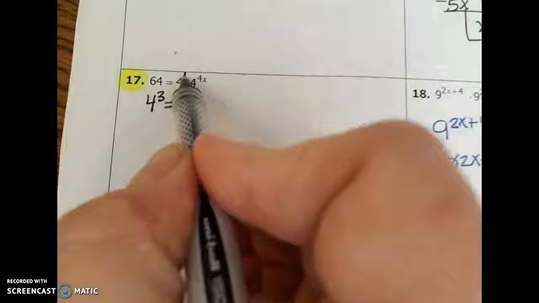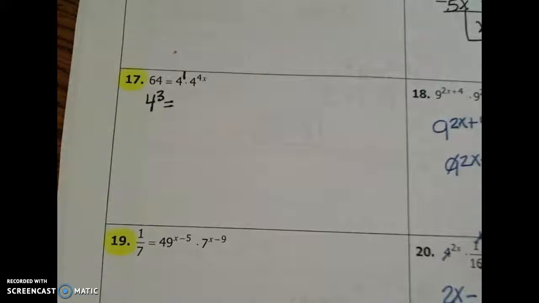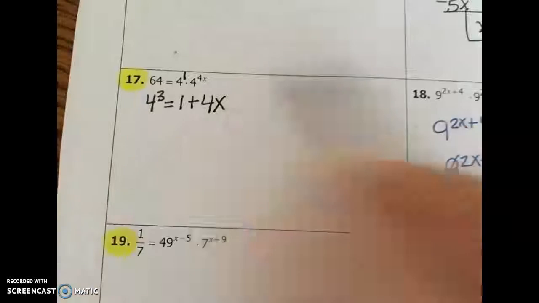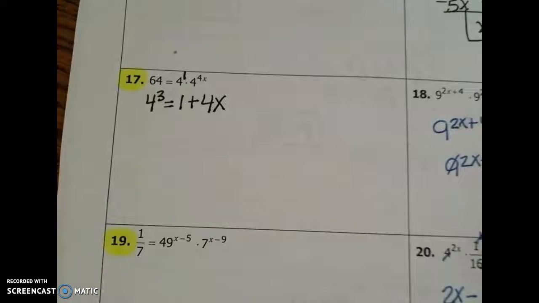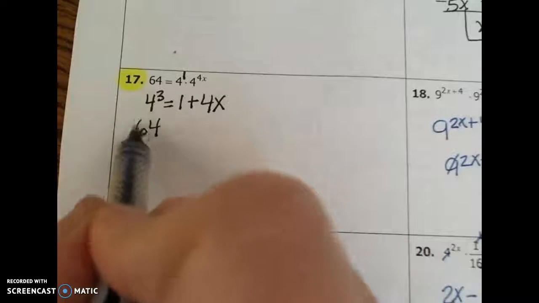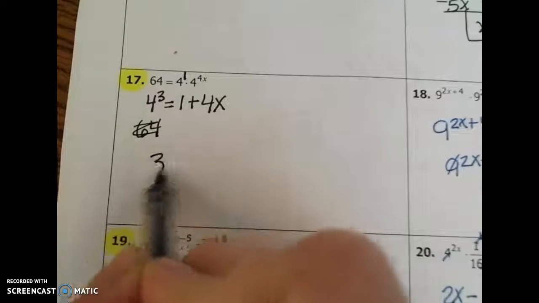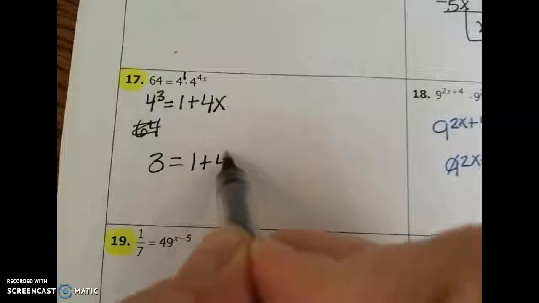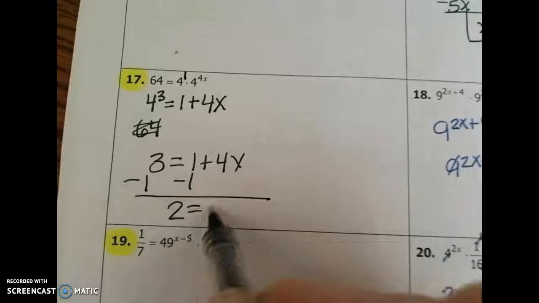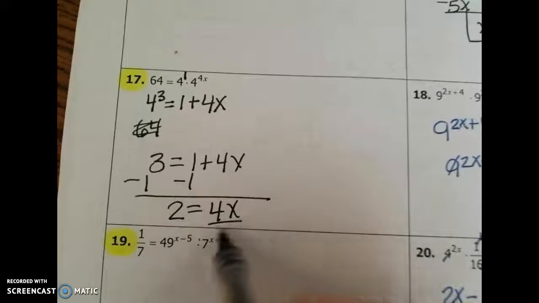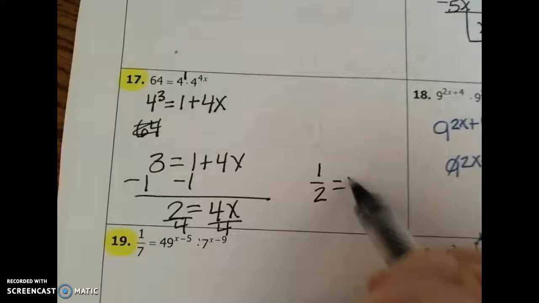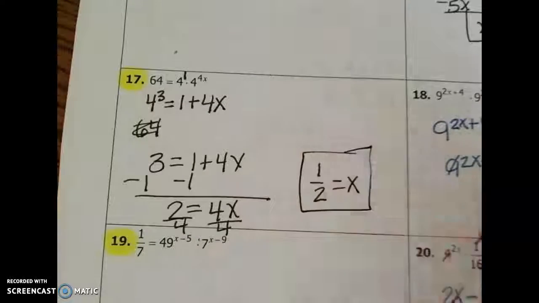I don't want you to forget there's actually a 1 right there. So this will be 1 plus 4x. So we have 3 equals 1 plus 4x. We're going to subtract 1 from both sides. 2 equals 4x, divide by 4, and 1/2 equals x.